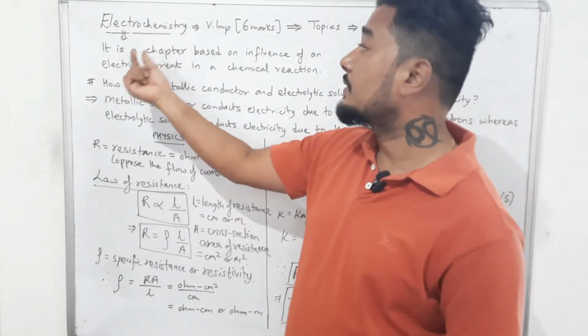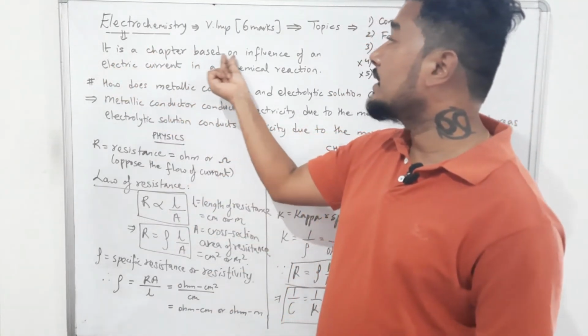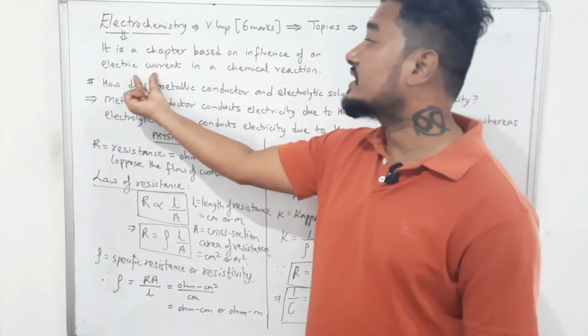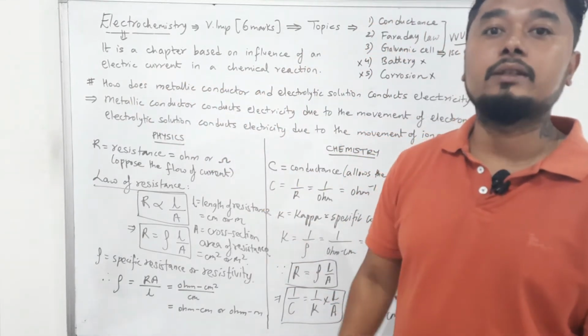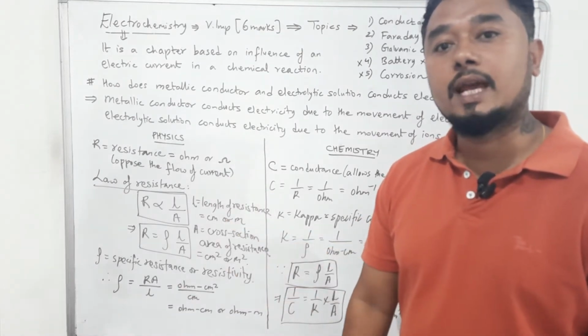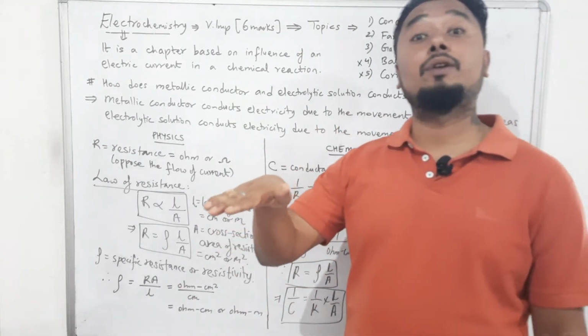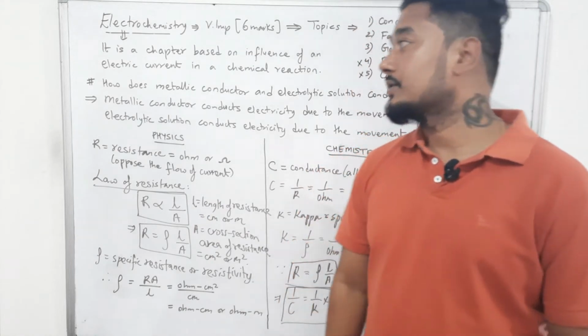So what is electrochemistry all about? It is a chapter based on the influence of an electric current in a chemical reaction. This is the meaning of the chapter called electrochemistry. The influence of electric current we are going to observe in a chemical reaction.